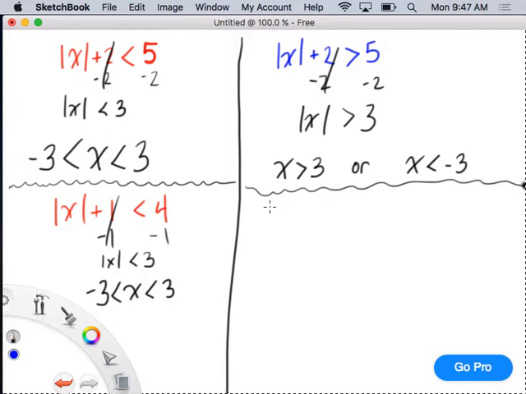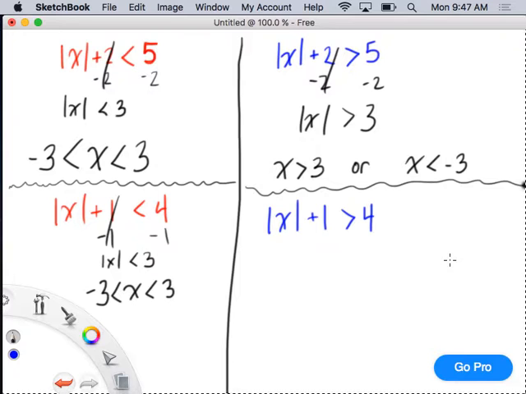Now let's do another one. Almost the exact same. Absolute value of x plus 1 is more than 4. Go ahead and do this one on your own. That was less than, so it's "and." This is more than, so it should be "or."